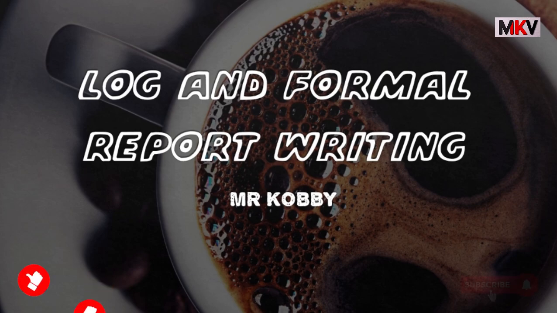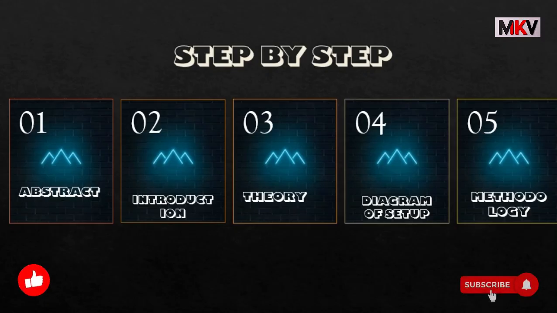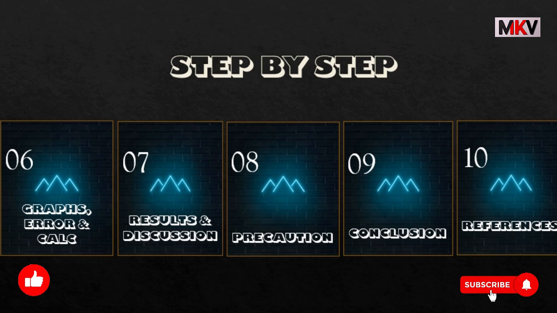So the steps in report writing are: 1, abstract; 2, the introduction; 3, the theory; 4, diagram of setup; 5, methodology; 6, we have the graphs, errors, calculation, not excluding your tables, you can add that too; 7, we have the results and discussion; 8, we have the precaution; 9, we have the conclusion; then lastly, the references.